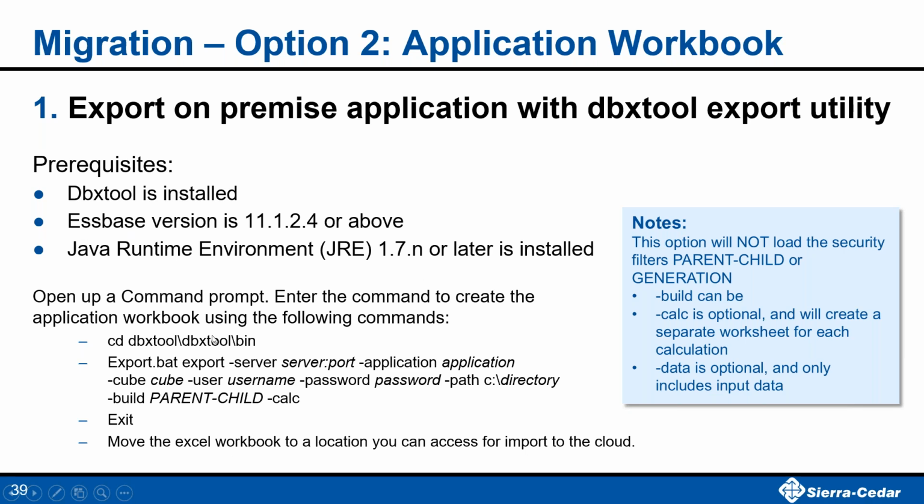And then here's just a sample script again of what that process looks like. You just go to the command line again and change directories to that bin directory, and then you run that export.bat file, and that will export the process, exit, and generates the files for you.